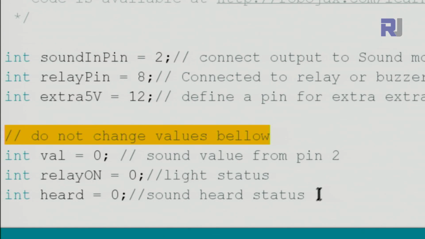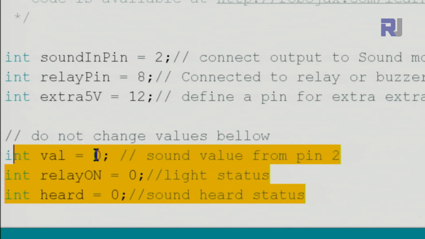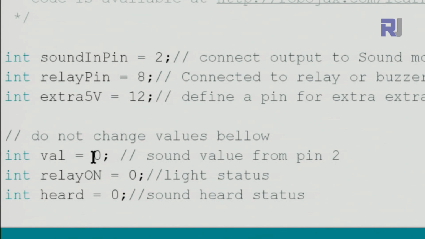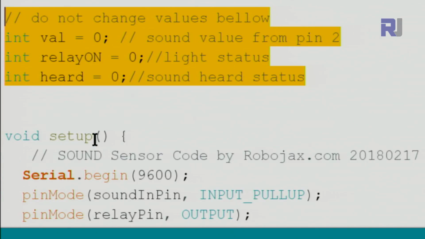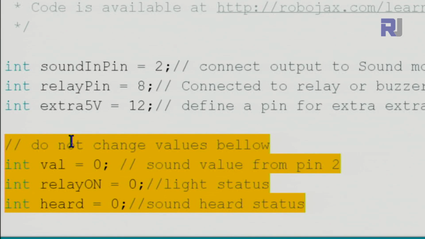Below this line, do not change these. These are the values to keep the light on. For example, this will store the value for the pin 2, and this will store the status of the relay, and this one if the audio or sound was heard. So these are used internally for the code, not for the settings.